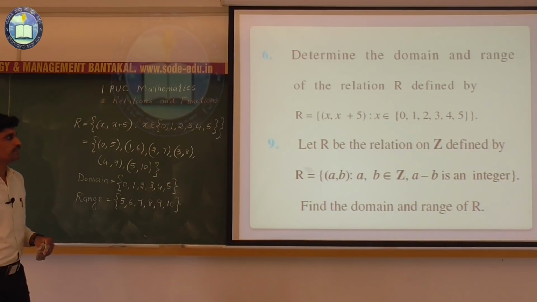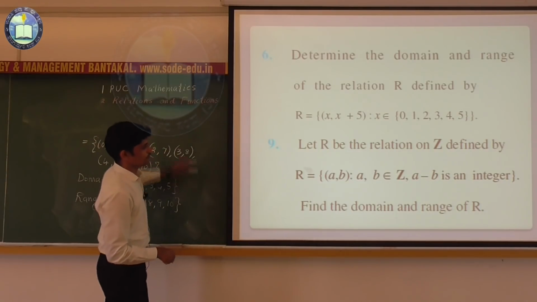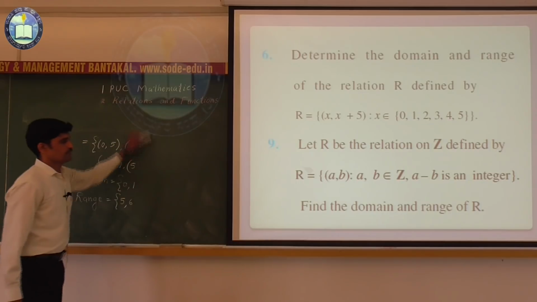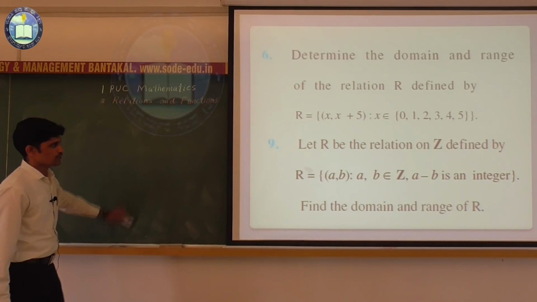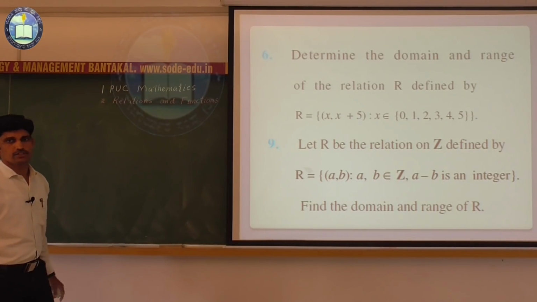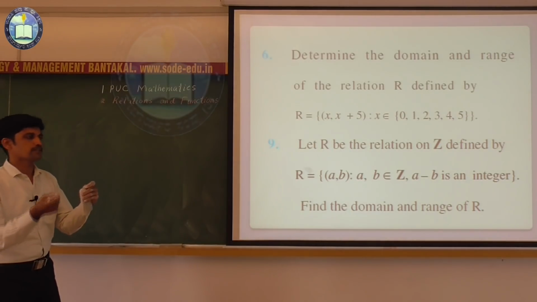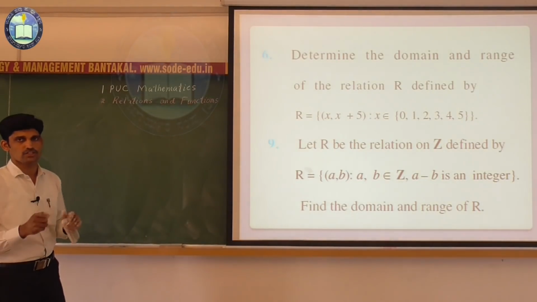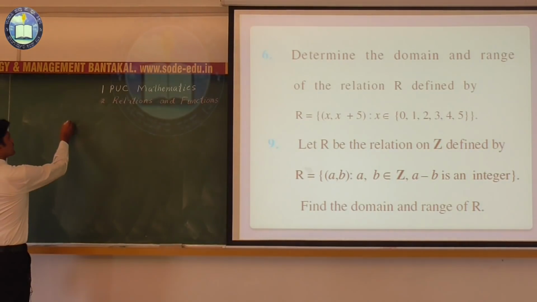Question number 9. Let R be the relation on Z defined by R is equal to the set of all A comma B, where A comma B belongs to Z, that is the set of integers, such that A minus B is an integer. That is a relationship between A and B. A minus B. If you subtract B from A, you have to get an integer. Then A is related to B. That is a relation.